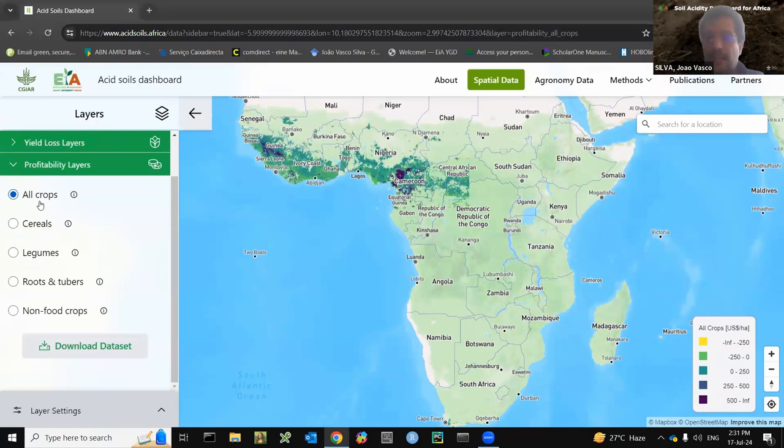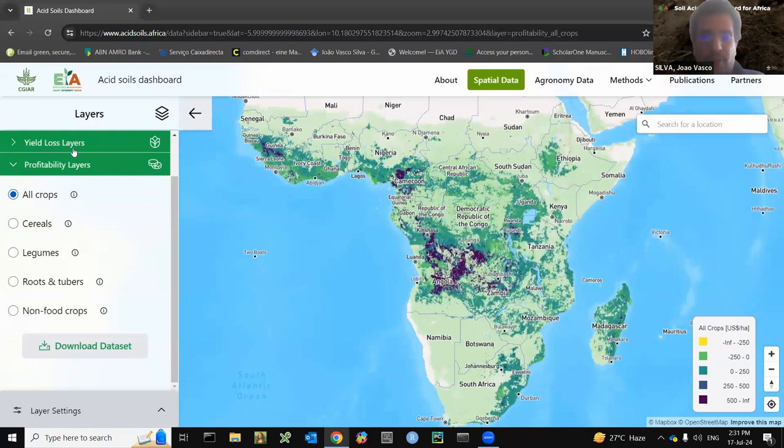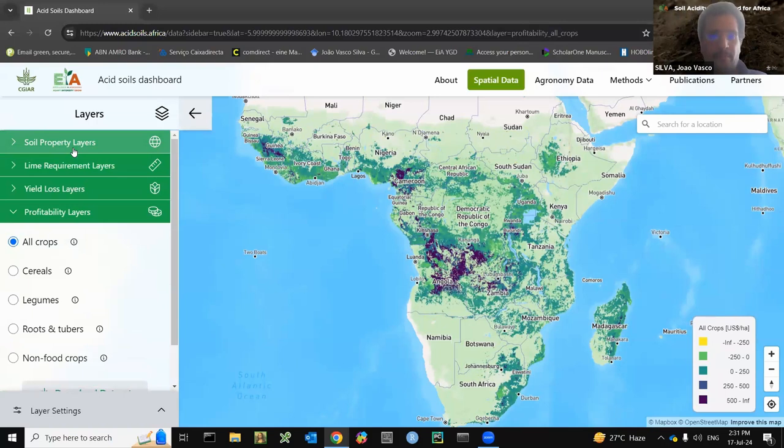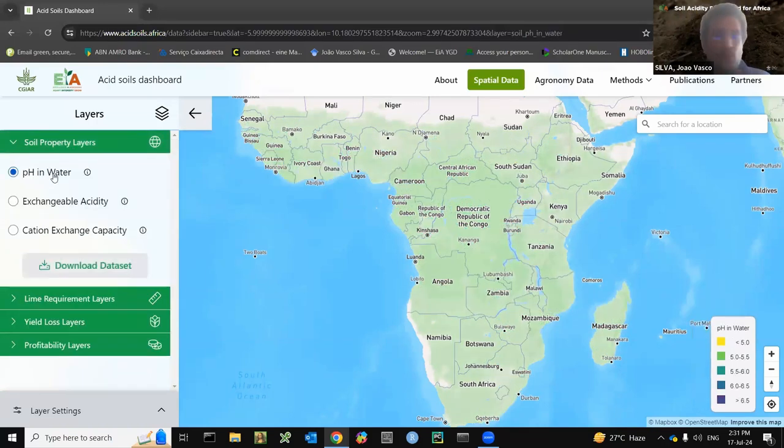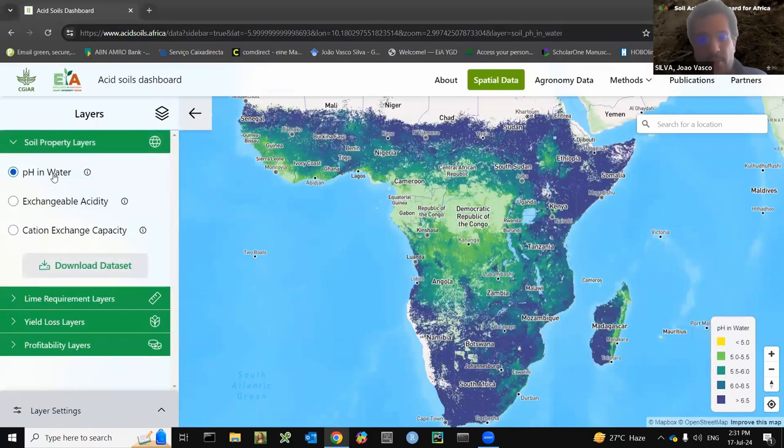the downloads. Okay, it's nice to look into these maps, but also the goal of these was to make the data available. So let's say if you want to know what is the cropland area or the millions of people affected by soil acidity, can you actually extract that from here? And the answer is yes.